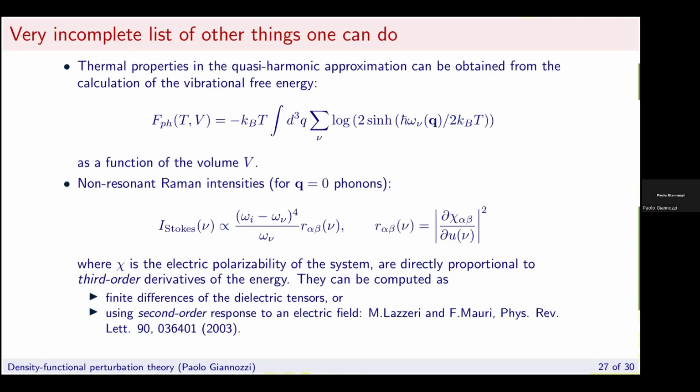Finally, other quantities that can be computed using density functional perturbation theory are all kinds of thermal properties related to phonon vibrations. In particular, the quasi-harmonic approximation, in which you compute the phonon spectrum as a function of volume. This gives you the free energy, and by computing the phonon spectra at different volumes, you can have a good estimate of the vibrational free energy that is valid at temperatures that are not too high. Of course, it's an approximation.